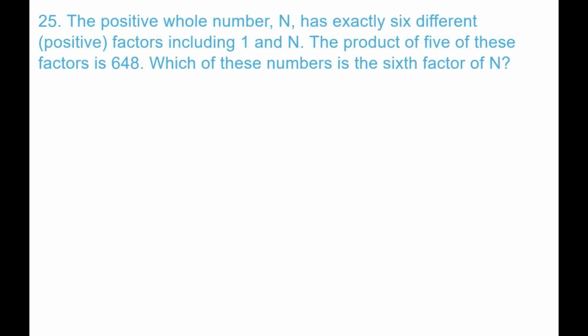Number 25. The positive whole number n has exactly 6 different positive factors, including 1 and n. The product of 5 of these factors is 648. Which of these numbers is a 6th factor of n? So you have to know how to find the number of factors of a number to solve this problem. If you don't know that, be sure to watch our video on it.